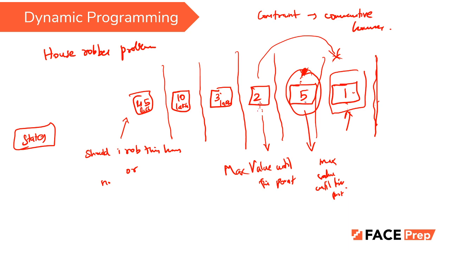And if this house is robbed, whatever is the max profit I have made so far, now I need to compare this max value with this max value plus the current house's value also, because by robbing this house, I am foregoing the option of robbing the last house, right? So it is again a very familiar pattern. It is like a Fibonacci series.